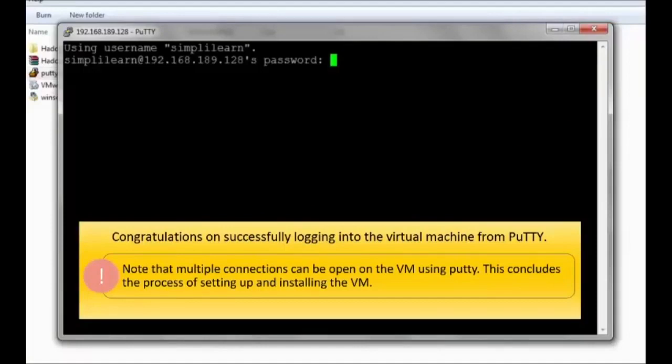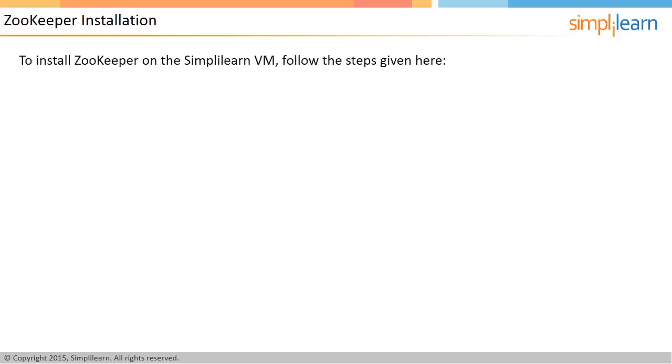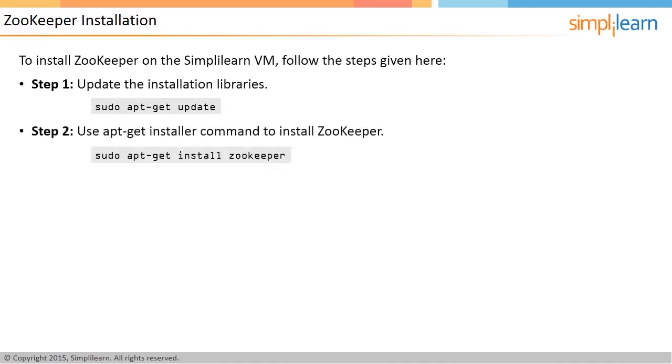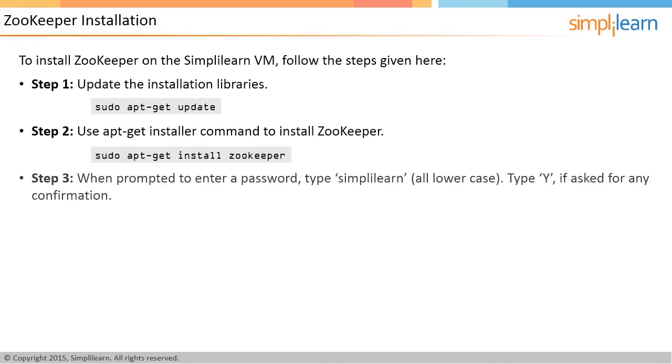To start the Zookeeper server, you first have to configure it. To do that, set up the directory permissions for Zookeeper. You can then start the Zookeeper server using the command given here. Note that the Zookeeper server listens on the port 2181 by default.